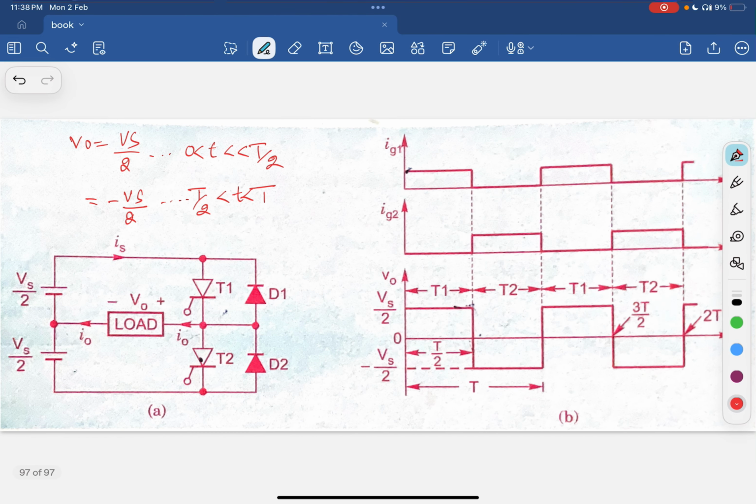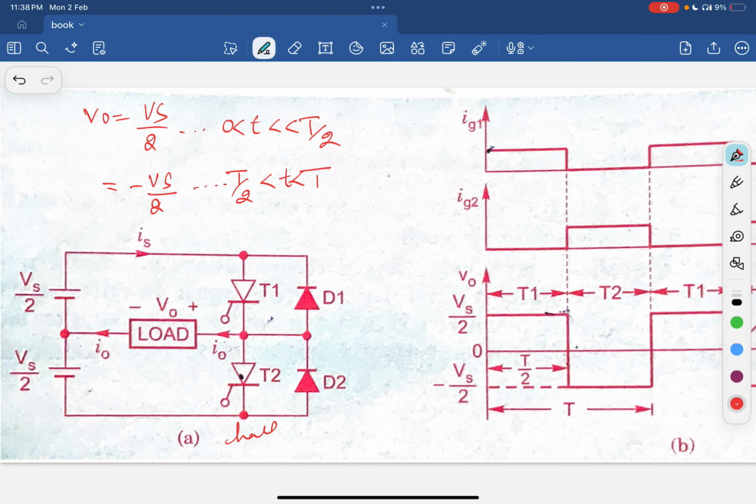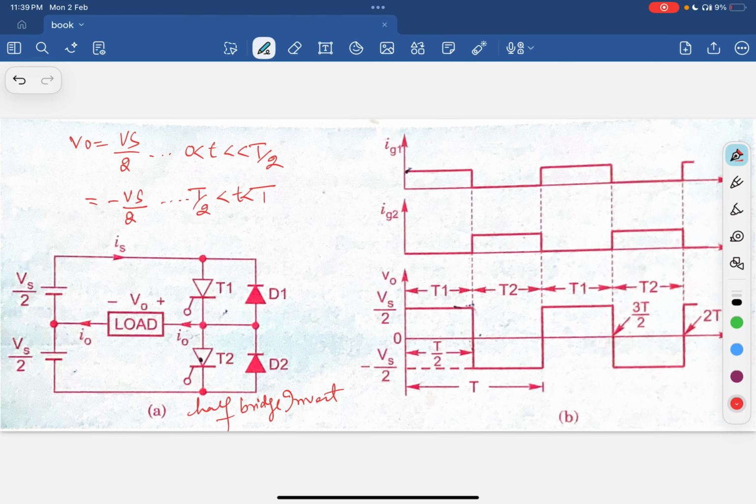So if you look here, this is the half wave bridge inverter, and this is how it works. You can see that Vs by 2 is the supply at the upper half and Vs by 2 is the supply at the lower half. The load is connected in between. We have two thyristors T1 and T2 with two diodes D1 and D2. So we will discuss it here.